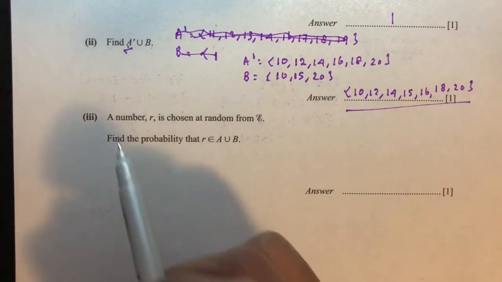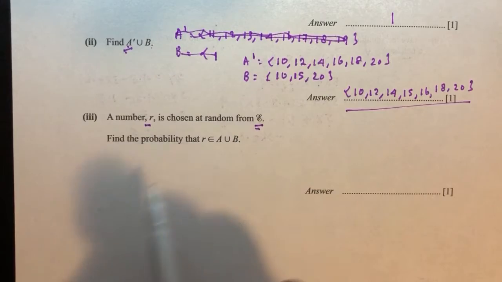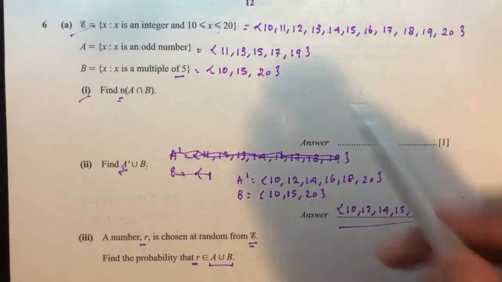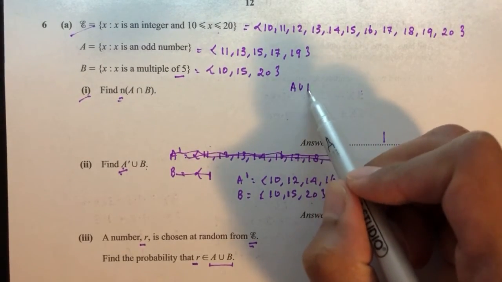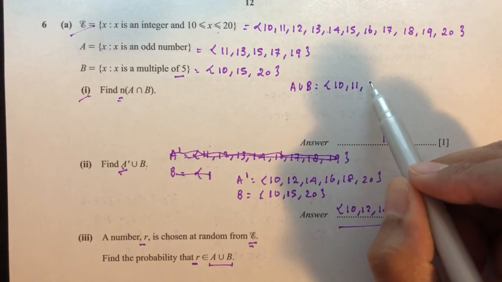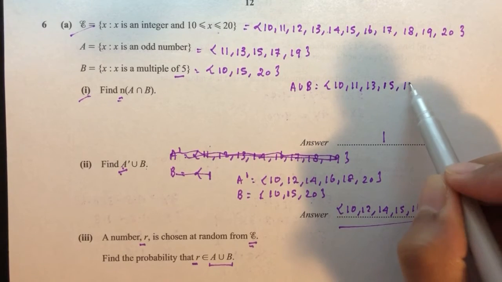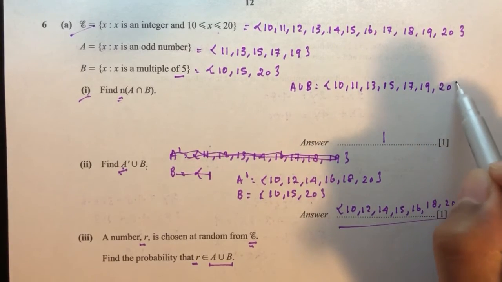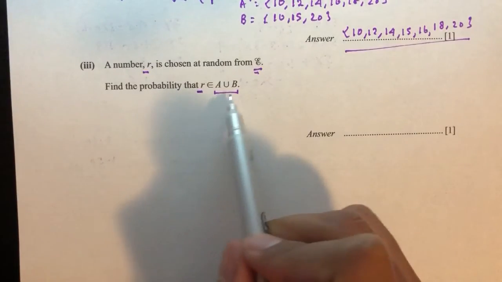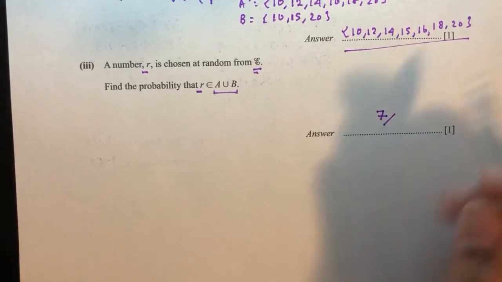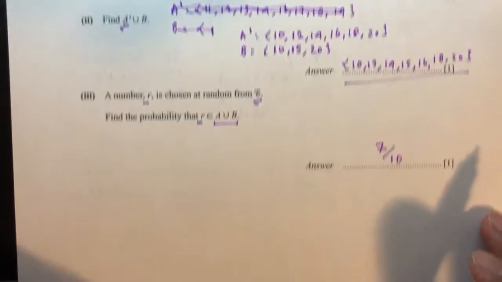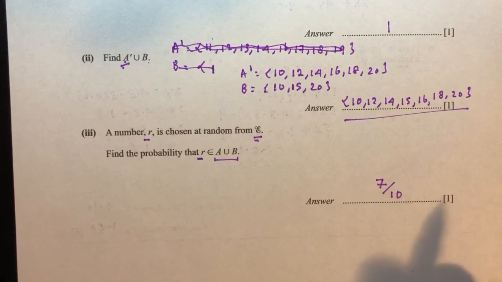Now part 3. A number R is chosen at random from this set. Find the chances that R is in this set. So let's first find out what this set is. That will be 10, 11, 13, 15, 17, 19, and 20. So here we have 1, 2, 3, 4, 5, 6, 7. So the chances of it being in this set will be 7 over, we have 10 numbers in total, that will be 10. This will be your answer for part 3 of this question.